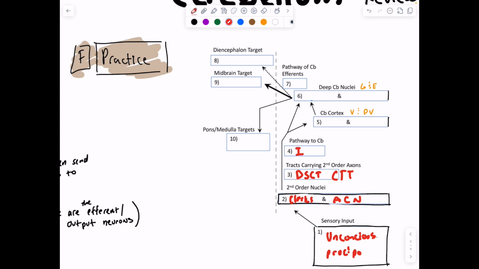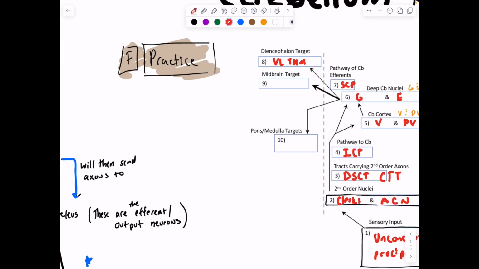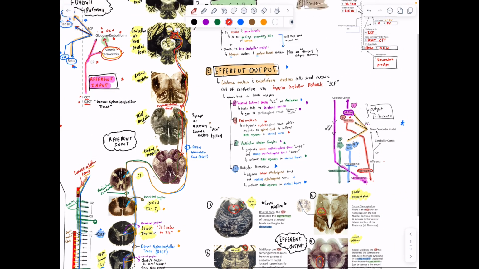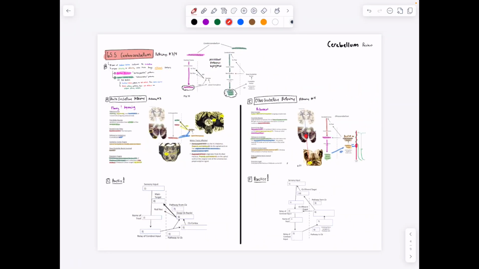And then you go through the inferior cerebellar peduncle, and then we're going to go to the vermis and the paravermis, and then the globose and emboliform. Then you're going to go through the SCP to our targets, the thalamus, specifically the ventrolateral thalamus. Midbrain target is our friend the red nucleus, which is going to give us our rubrospinal tract eventually. Thalamus, we know, is going to go to the cortex, and then from cortex, it's going to give us the corticospinal tracts, which are voluntary motor movement. And then pons, medulla, we have vestibular nuclei, and then we have the reticular formation. Okay, so good thing to practice that diagram. We'll get more of it in just a second.